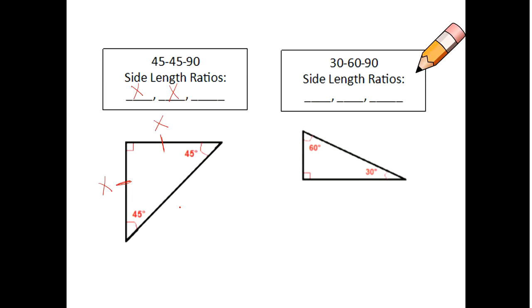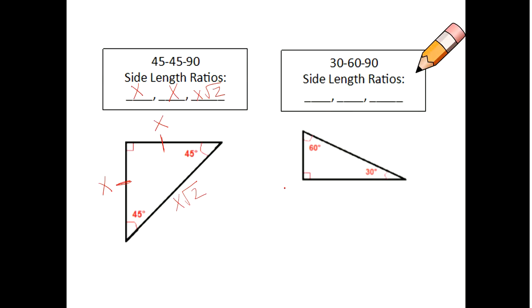Now this other side length here is related to them as the leg times the square root of 2. So my hypotenuse is whatever my leg is times the square root of 2. Basically it's the leg with the square root of 2 attached. Alright? 30, 60, 90 now have a little bit different.